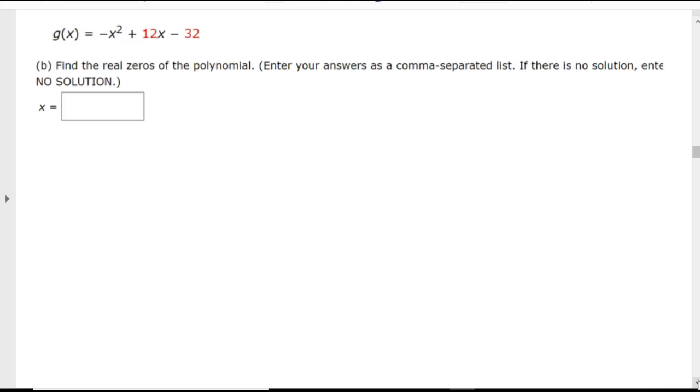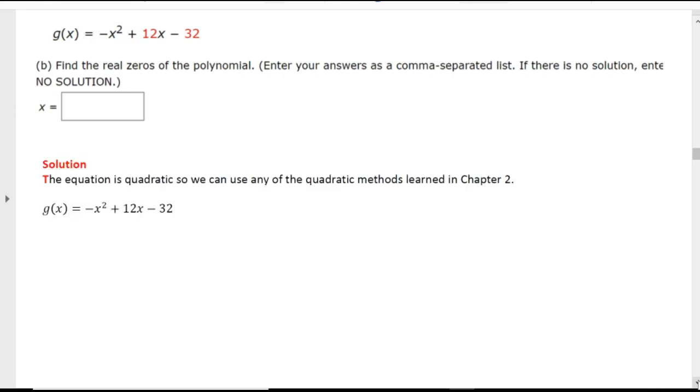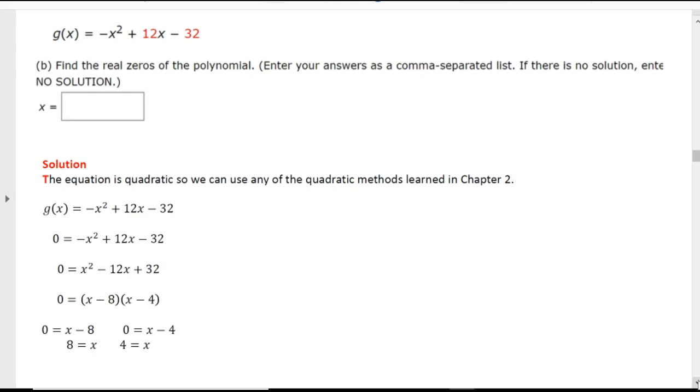Find the zeros of the polynomial. We have many different ways to find the zeros, and we can use the methods from chapter 2. Here I'm going to go ahead and factor. You could use the quadratic formula as well. If we factor, we end up with 0 is equal to x squared minus 12x plus 32. So the factors are 0 equals x minus 8 and x minus 4. Set each factor equal to 0. The first one we get x equals 8, and the second one we get x equals 4. So those would be our zeros.